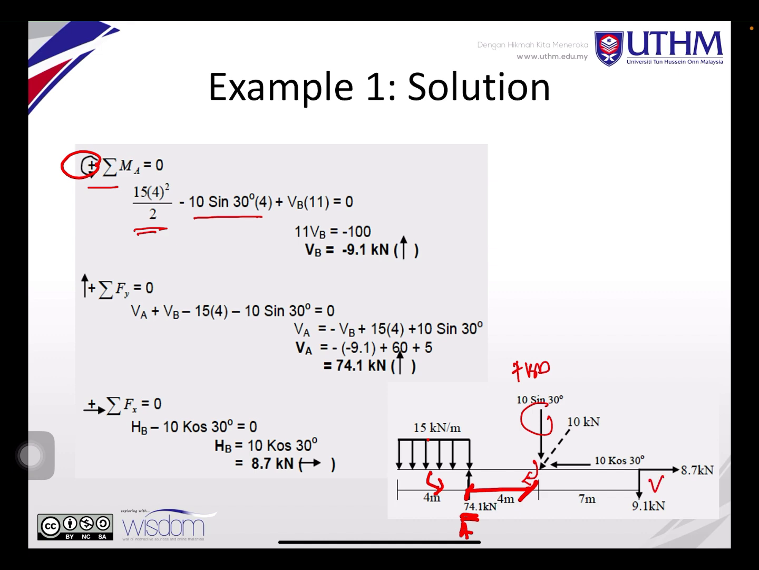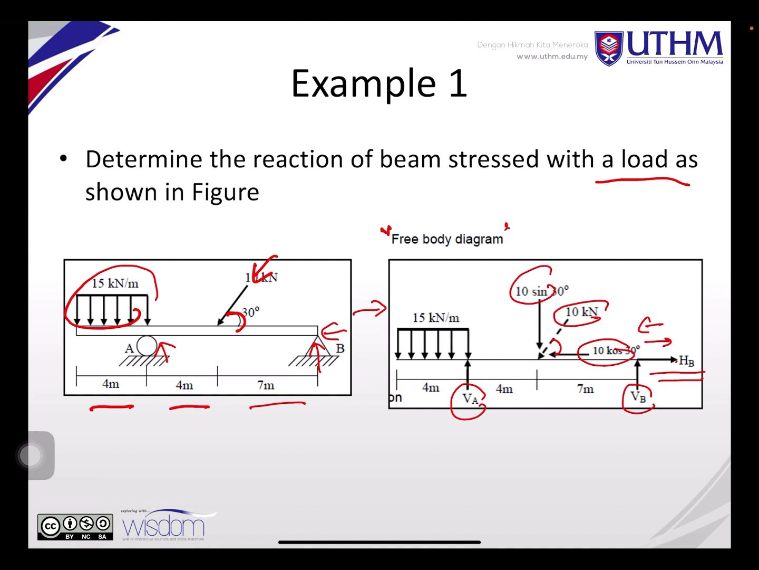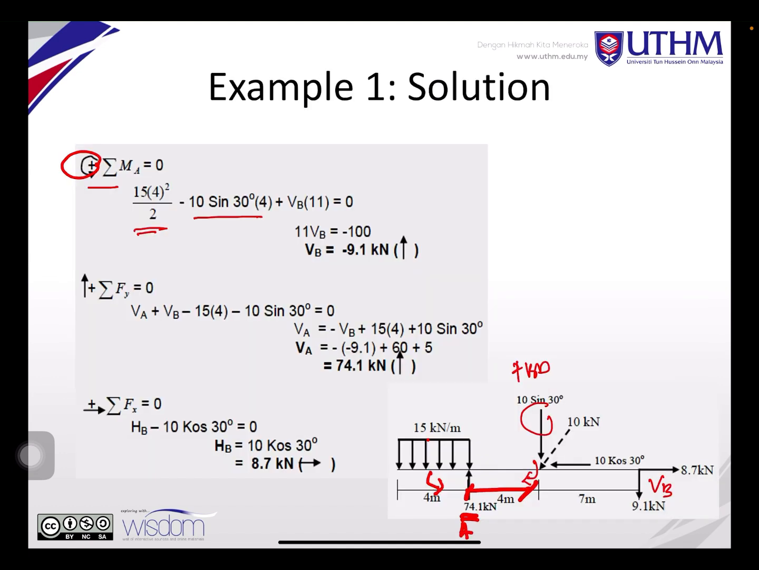This VB here, in the previous slide you assumed going upward, like this, so it is positive. When you assume positive and then calculate VB, it equals negative 100, so VB is negative 9.1 kilonewton. When you calculate and get a negative, it means that it is going the other way.